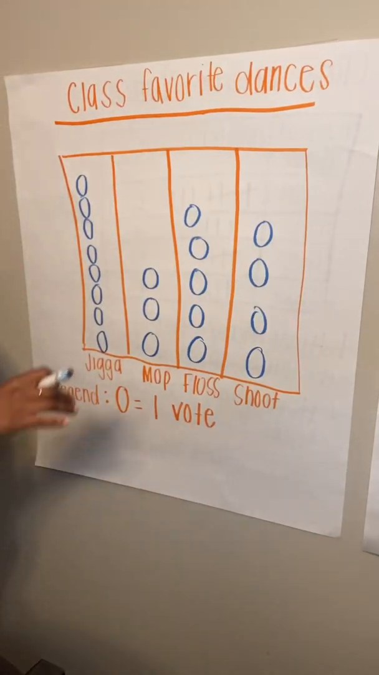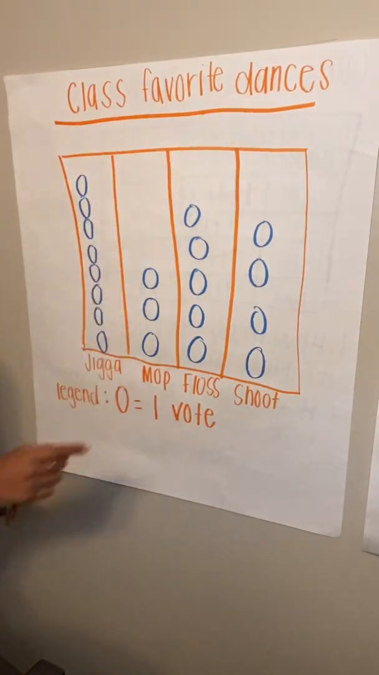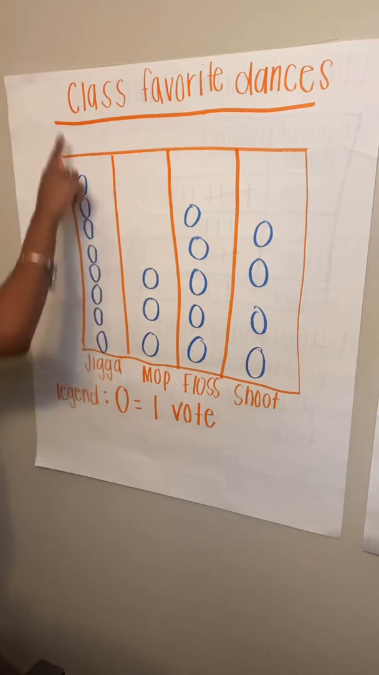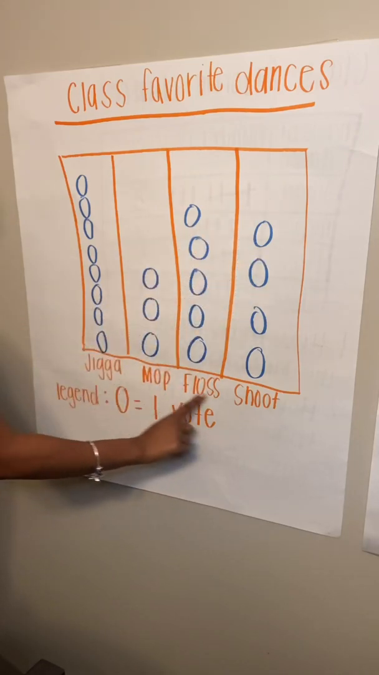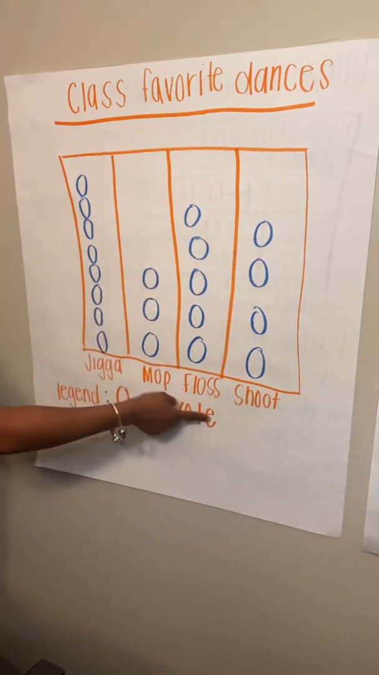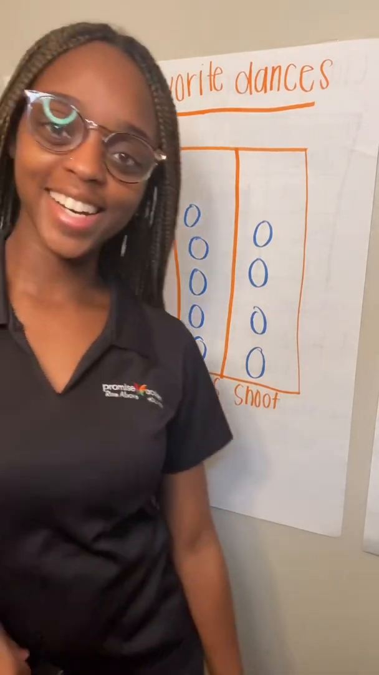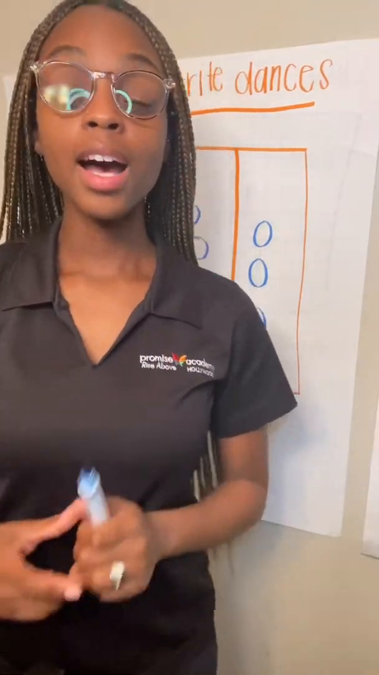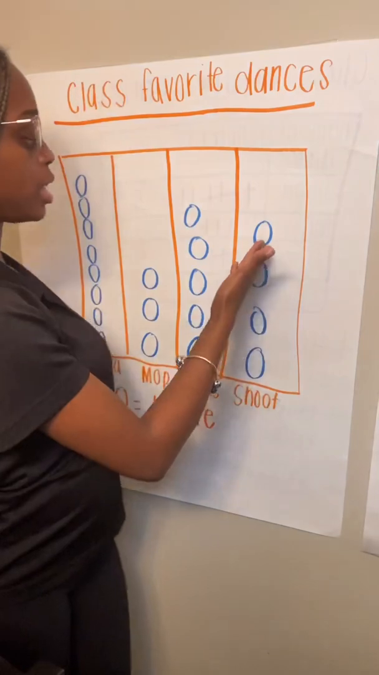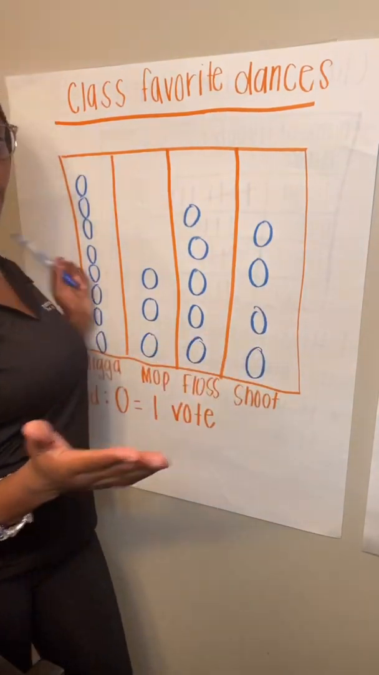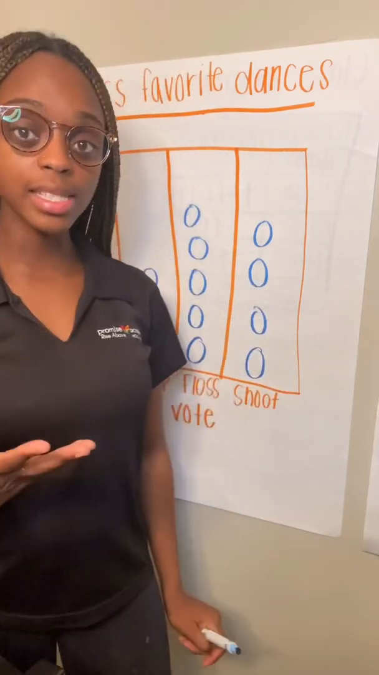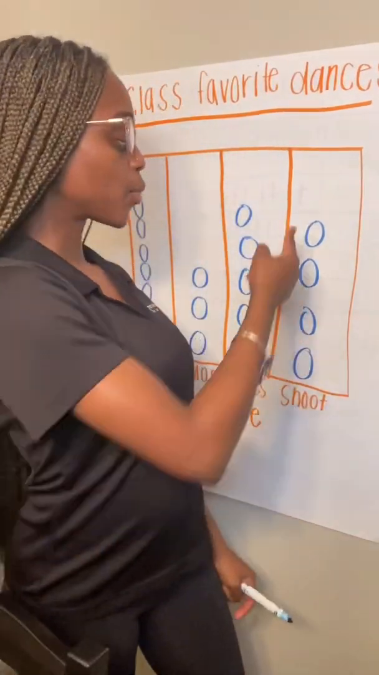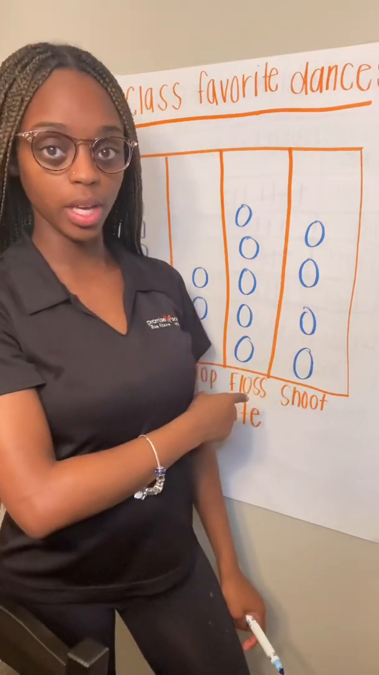All right. We have now represented our data for class favorite dances in a picture graph. We have our title. We have our pictures. We have our categories. And we have our legend. Great job, scholars. Another word that we can use for these circles is called a symbol. A symbol is something that represents something. So in this case, our circles represent the number of votes we got.